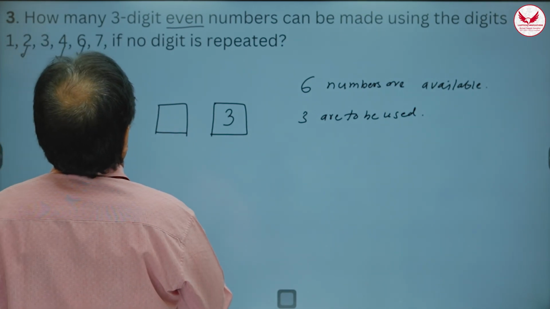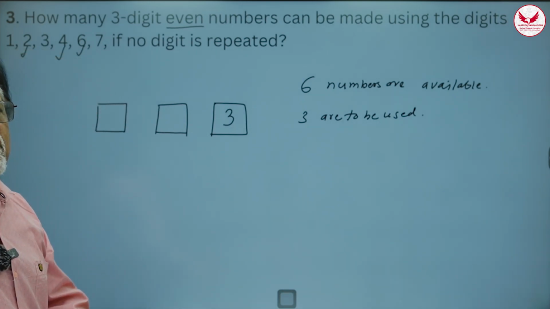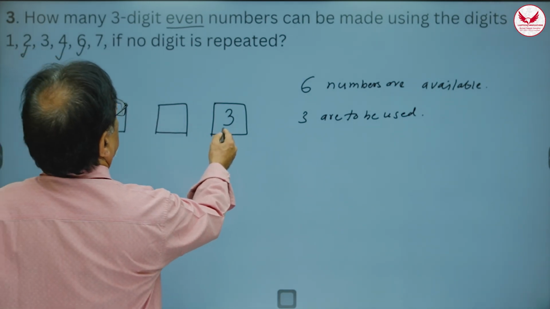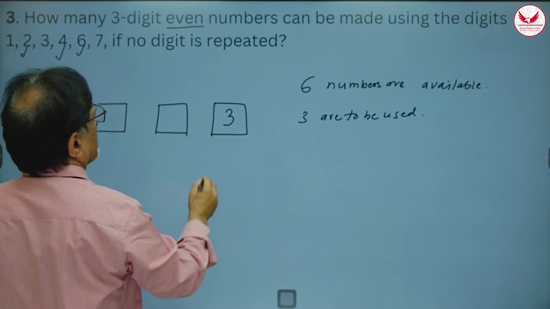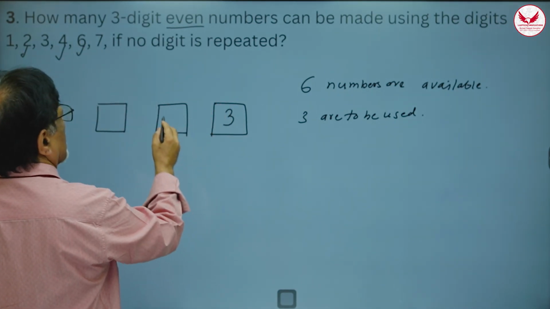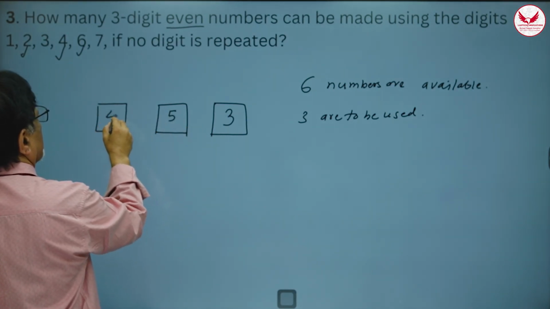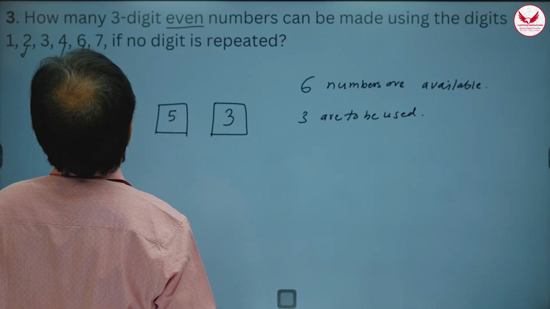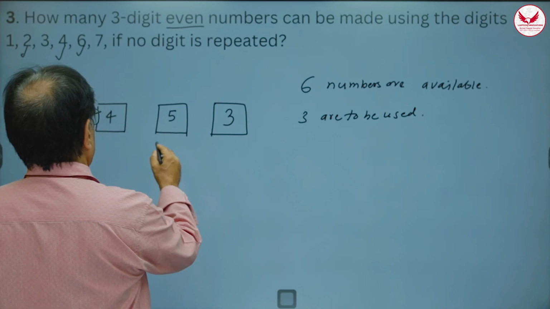Now, for the remaining digits, there is no restriction at all, except repetition is not allowed. So one digit is already used out of 1, 2, 3, 4, 5, 6 digits, right? Out of 6, one is gone, so what remains? 5 remain. 2 are gone, then how many remain? 4 remain, correct? So therefore, the answer is what?